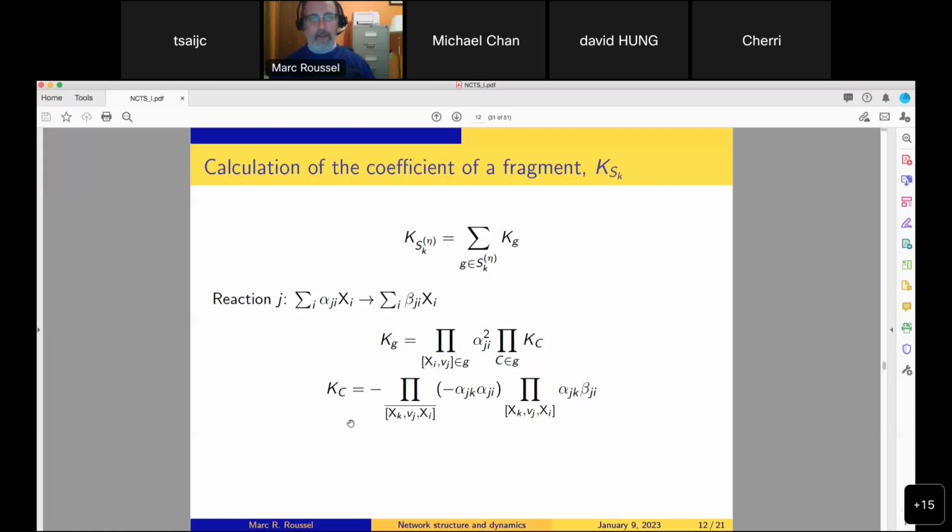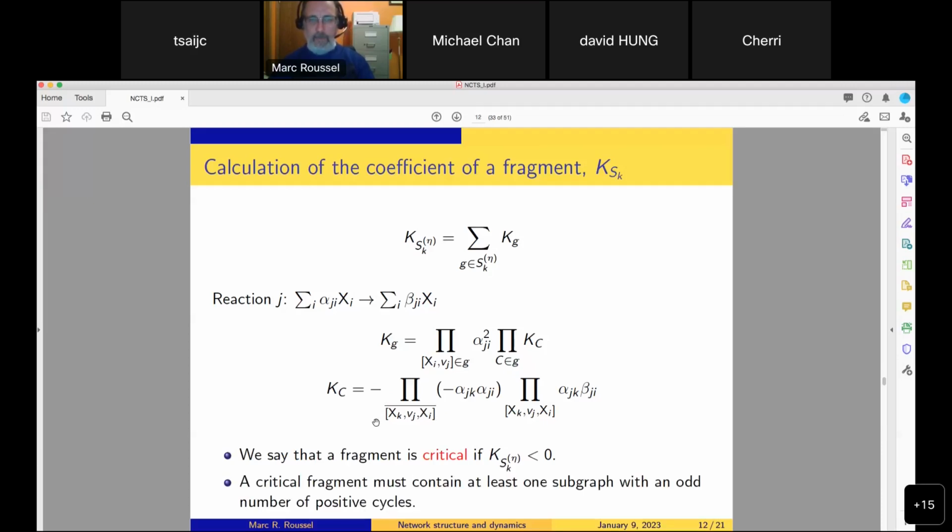And for a negative cycle, there'll be an odd number of terms in this product, so you'll get a negative sign from here that cancels this negative sign. So Kc will be positive for a negative cycle. It's a little bit backwards from perhaps what you would like it to be. So if you end up with a negative coefficient for a fragment, we say that fragment is critical.